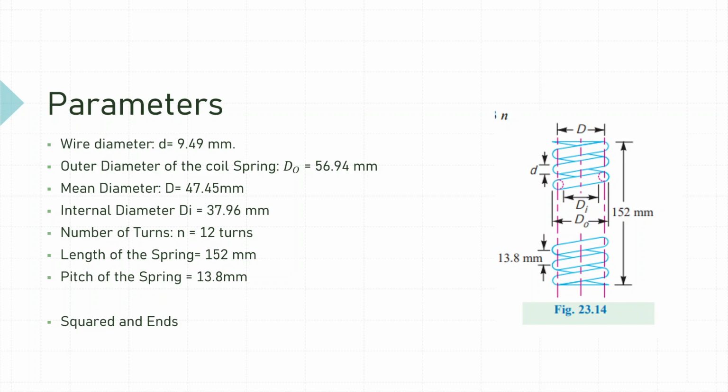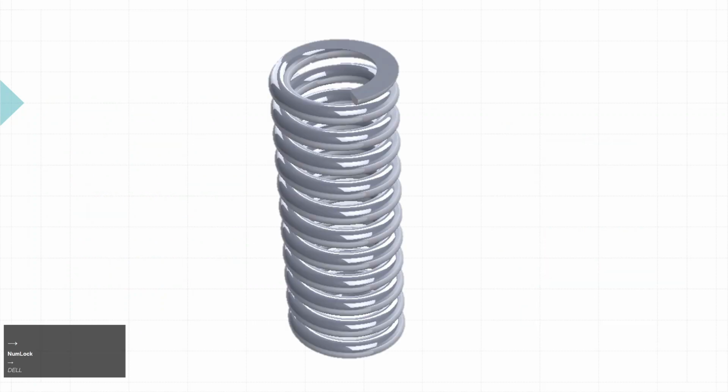The wire diameter is 9.49, the outer diameter of the spring is 57.94, and the other diameters are like that. Now the main part over here is that we can create any spring using the helix tool, but we need squared and grounded ends right now. There is a mistake in the presentation, but we will have to have squared and grounded ends. I'll attach a picture for you showing what a square and grounded end looks like.